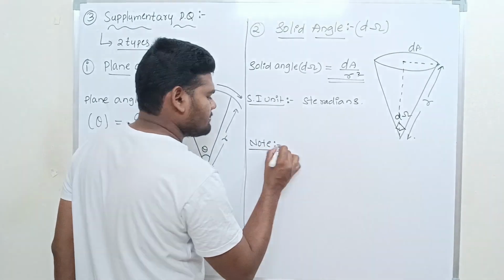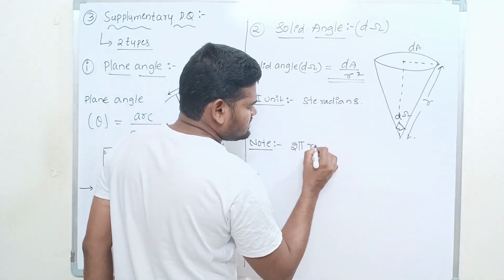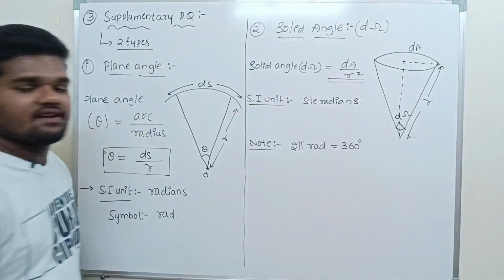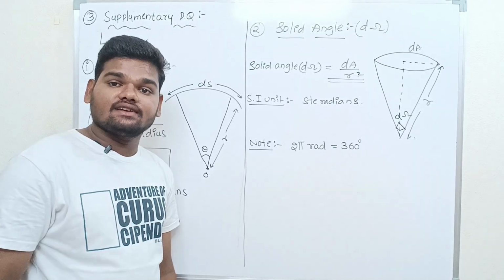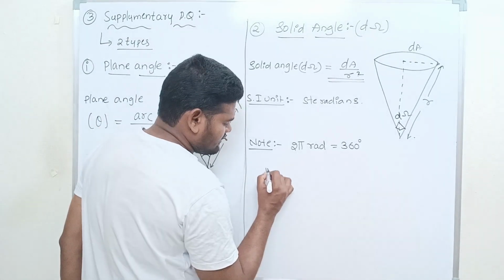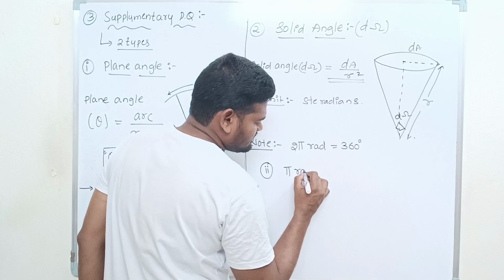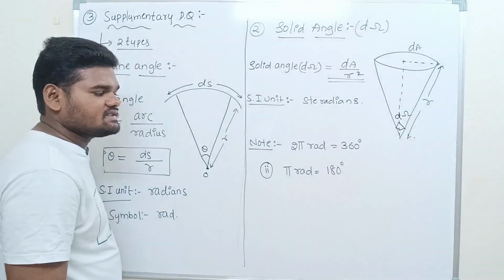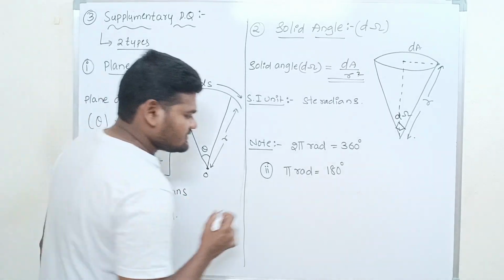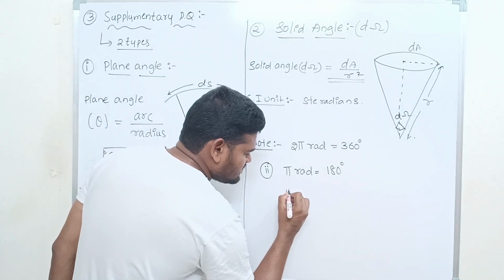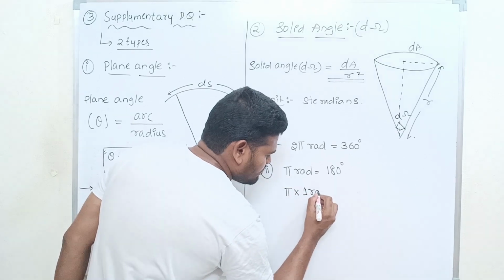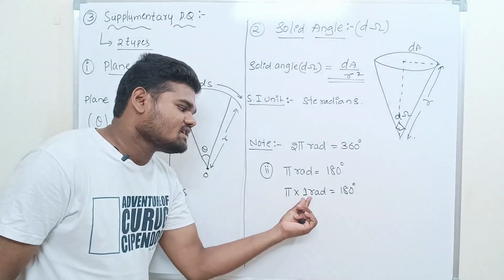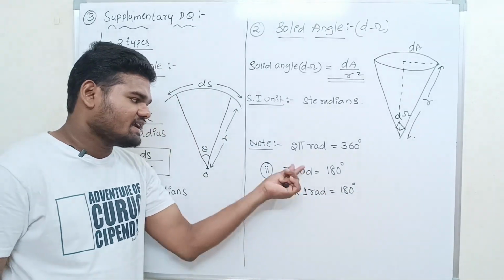2 pi radians is equal to 360 degrees. And second one, pi radians is equal to 180 degrees. Now this value can be written as pi into 1 radian, so pi into 1 radian is equal to 180 degrees. Pi radians, we get the same thing.